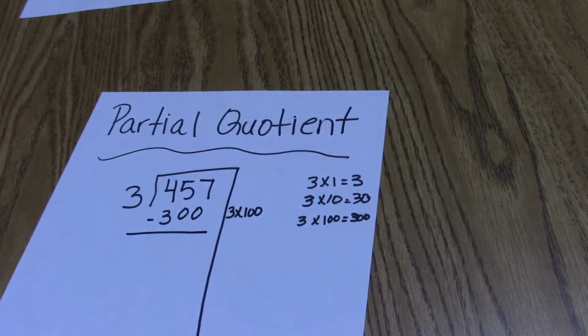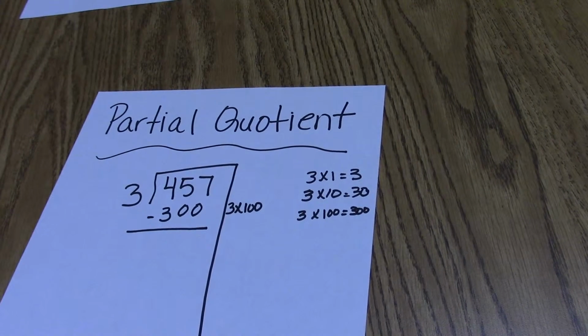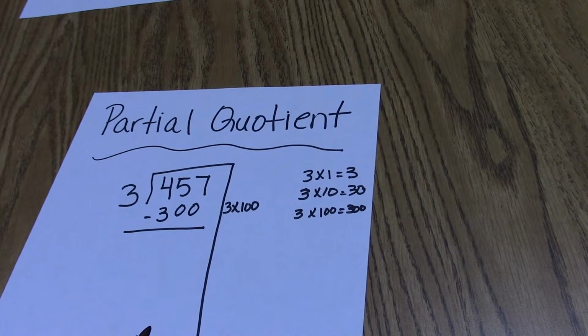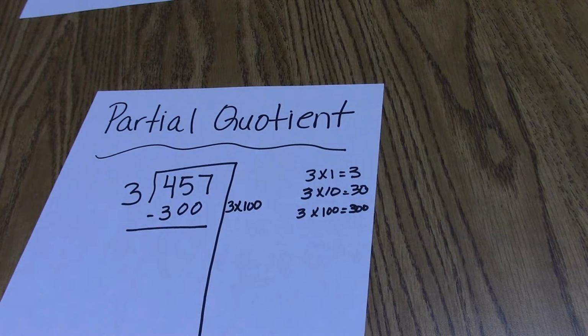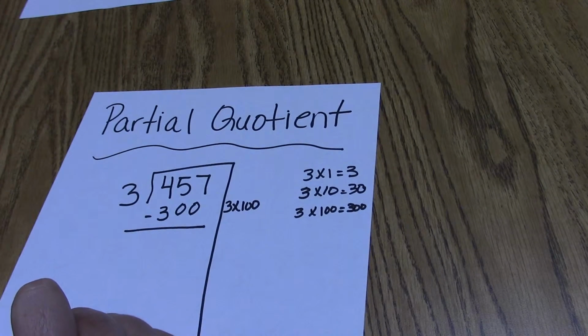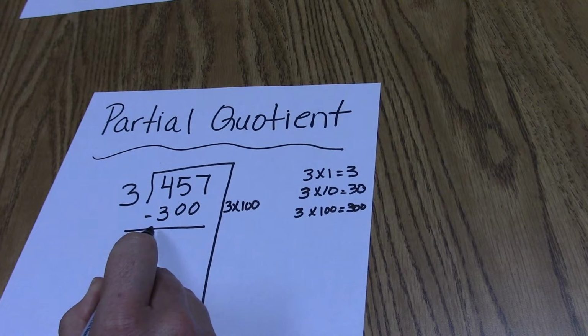And let's give this problem some context. So let's say that I have 457 t-shirts, and I need to distribute those t-shirts to 3 stores. How about Walmarts? So I need to find out how many t-shirts each of those Walmarts is going to get. So we're going to go ahead and subtract out 300 here.